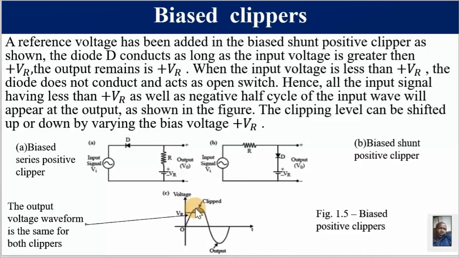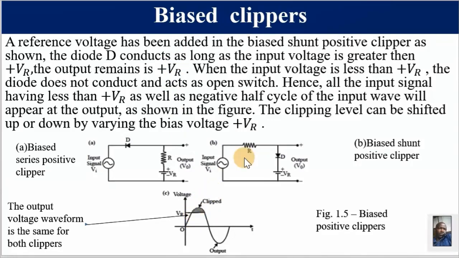So what are we saying? We are clipping this part only, from there to there, and we are going to remain with this up to this level, then it goes straight. And also, when the input is negative, this diode is going to be forward biased and a current is going to flow through the load. Hence, we are going to have an output for the whole negative half cycle. So it is going to go like this. At this point, it's going to go up, get to VR, it's going to flatten, and it's going to go in the negative direction. So in other words, for a biased positive clipper, we only remove a certain portion of the input waveform.